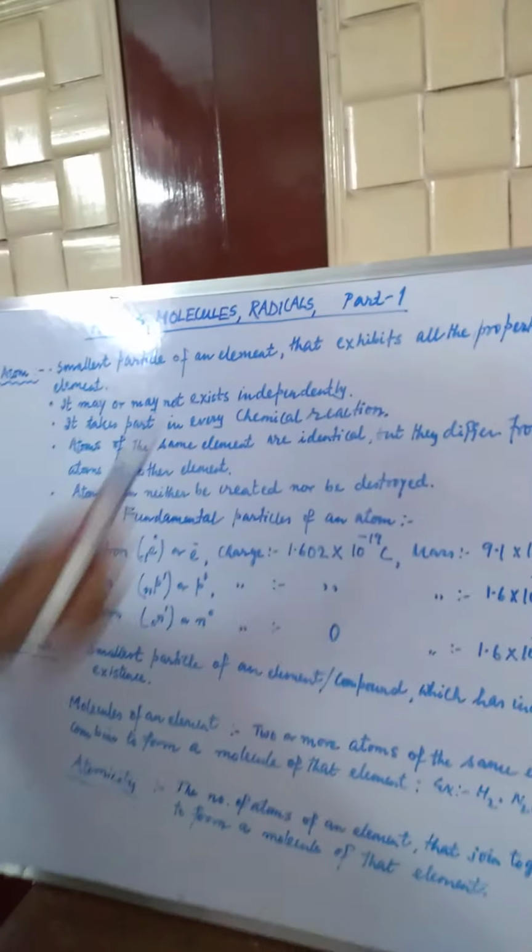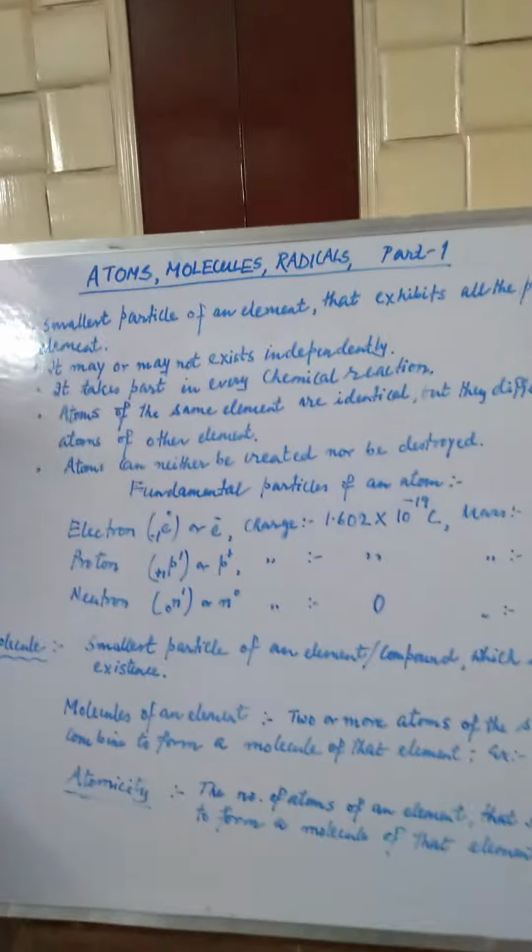Hello, everybody. So, today we are going to discuss atoms, molecules, and radicals, the first part of this new chapter. So, we know that every substance of this universe is actually made by atoms. Simply, matter is made by atoms.